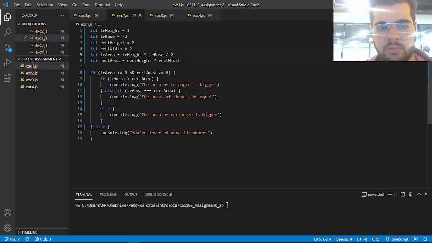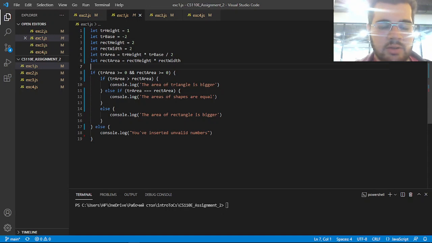And then the program computes the areas of the triangle and rectangle, and then it checks if those areas are bigger than or equal to 0. Otherwise they are not valid, and the user will get a message that he or she has inserted invalid numbers. If the values of the areas are bigger than or equal to 0, the program then checks if the area of the triangle is bigger than the area of the rectangle or not.